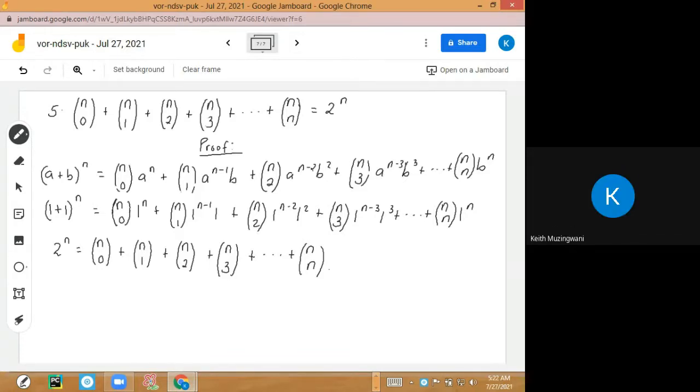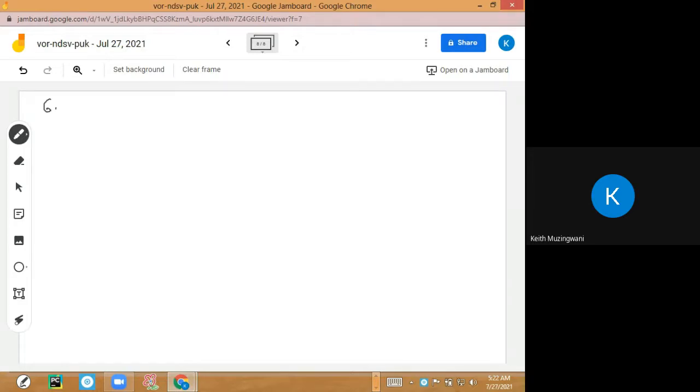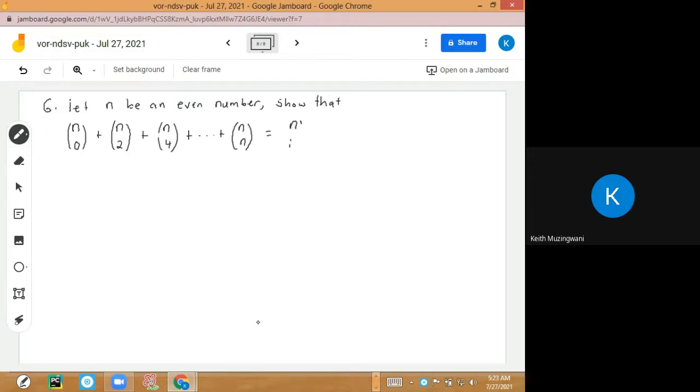Another identity. Identity 6. Let n be an even number, so that n0 plus n2 plus n4 up to nn is equal to n1 plus n3 plus n5 up to n choose n minus 1.